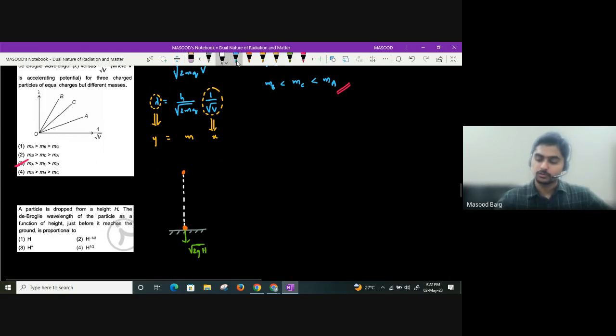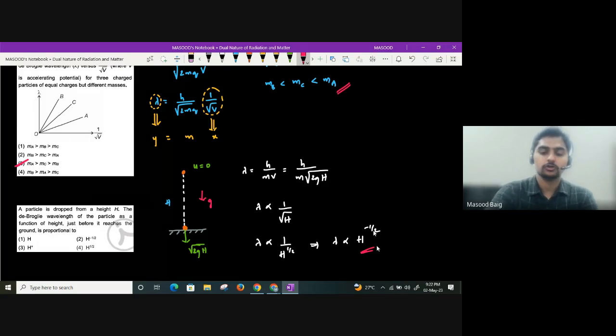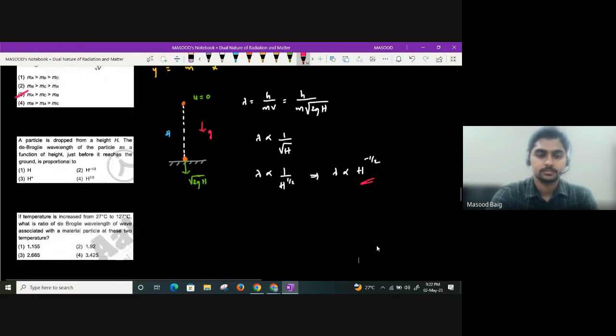Do you remember this, all of you? So, if it is initially dropped, it will be moving under the effect of gravity. They are asking just before it reaches the ground, what is the de Broglie wavelength? So what can I write? h by mv, which will be h by m into the speed with which it will hit the ground. So the de Broglie wavelength will be inversely proportional to square root of h, or inversely proportional to h power 1 by 2, which implies lambda is proportional to h power minus 1 by 2. Clear everyone? Understood all of you? Next.